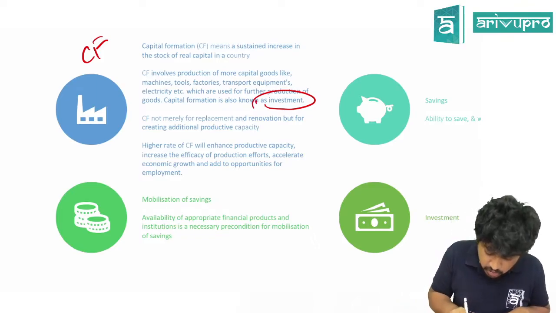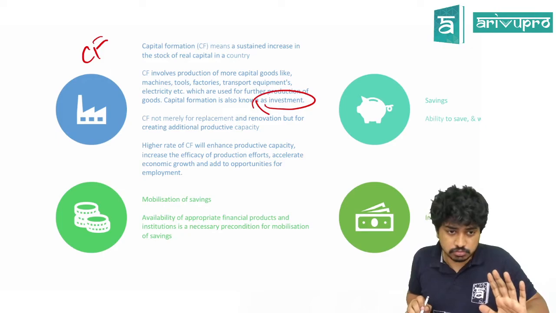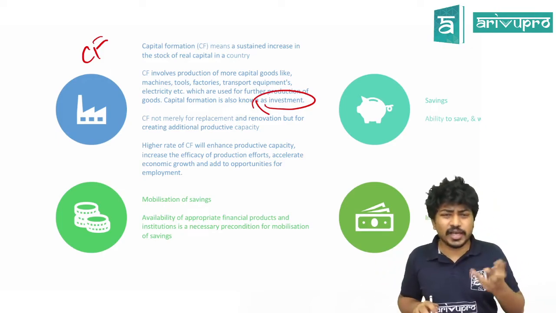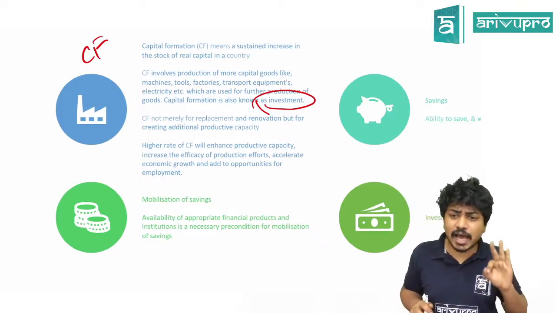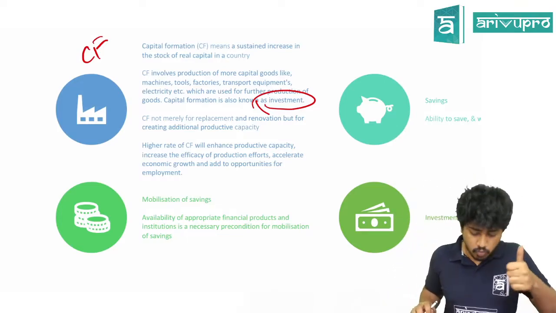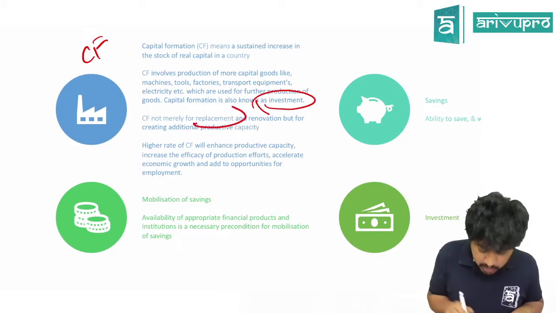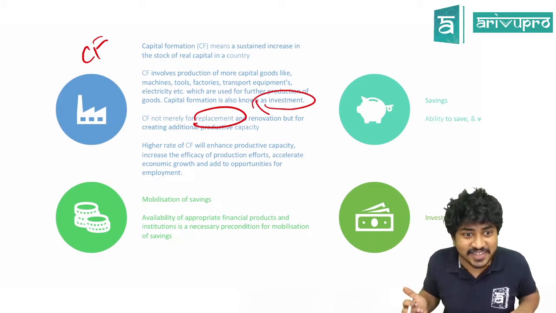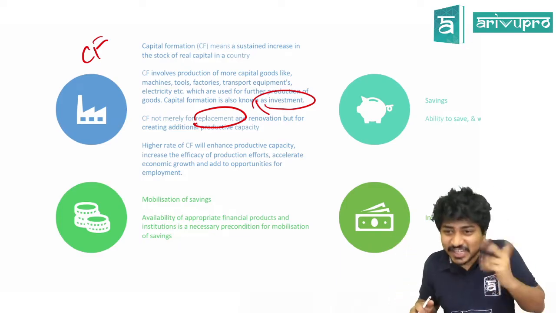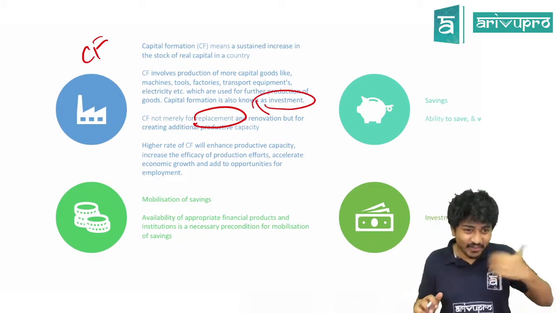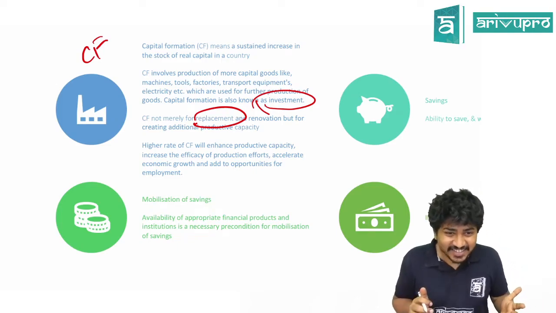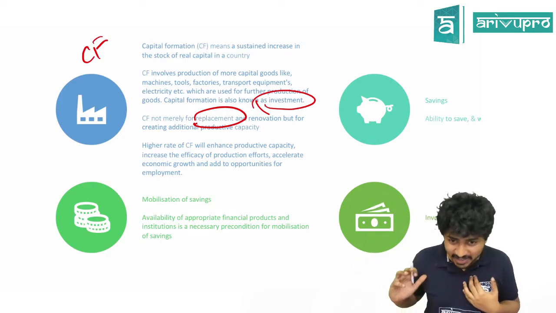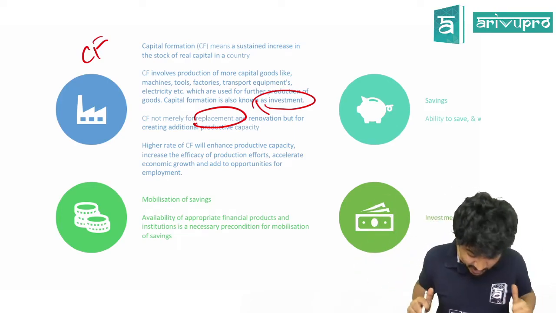Capital formation is also known as investment. Another name is investment. For capital formation, why is it necessary? Tell me. One, you can say for replacement. Let's say after 30, 40 years, you need one more economics teacher, no? So you have to replace me, right? So someone has to replace me. That is why I have to train you guys. You can come and replace me. That is called replacement.